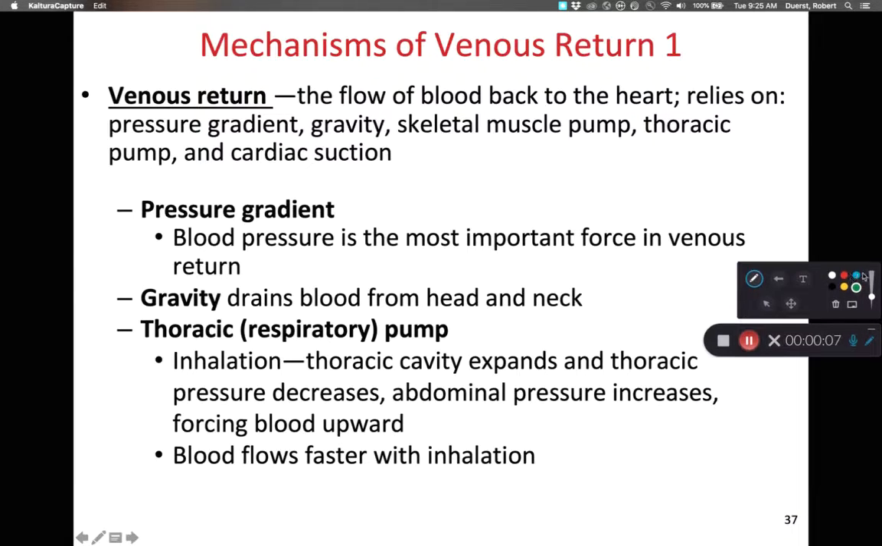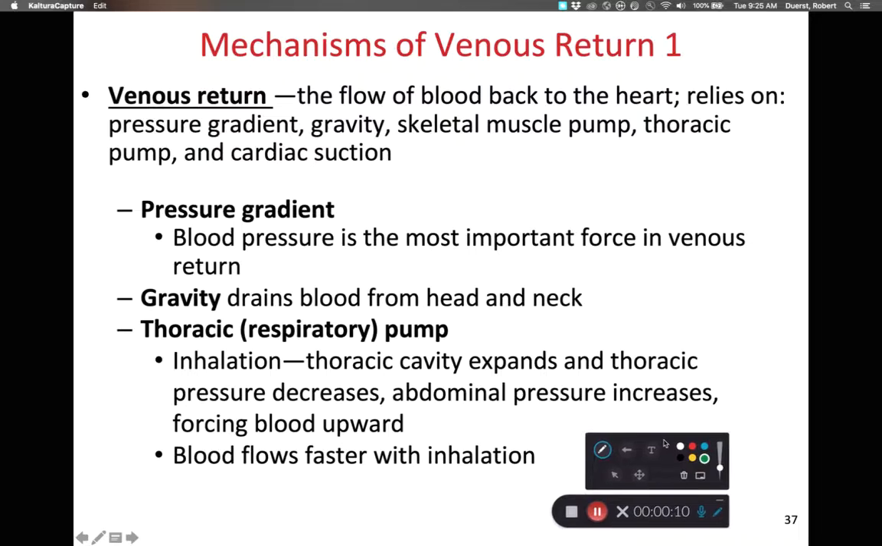We're going to finish up chapter 20 right now as we talk about how we can get blood back to the heart, mechanisms of venous return. So to get blood to the heart, or have venous return, we have several factors that the venous side of our vascular system relies on. We rely on the pressure gradient, gravity, skeletal muscle pumps, thoracic pump, and cardiac suction.